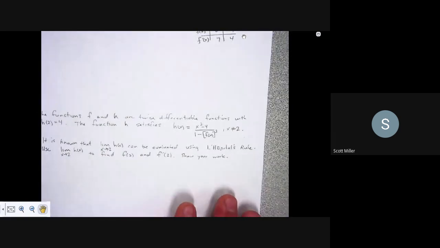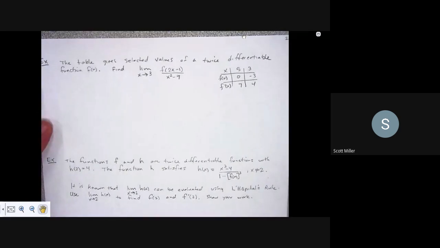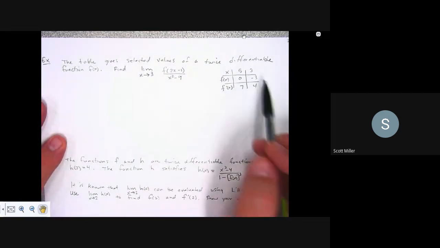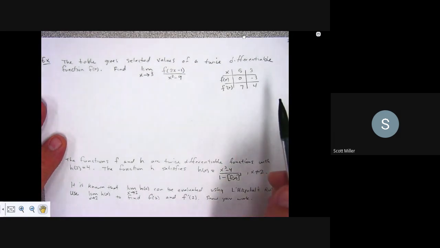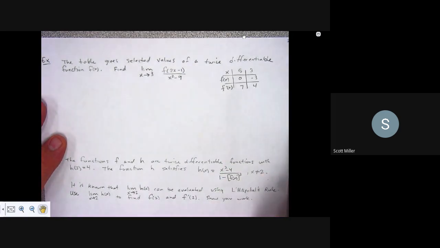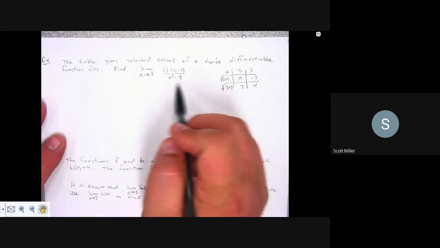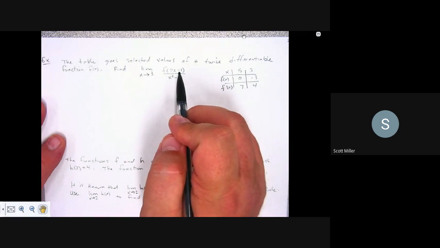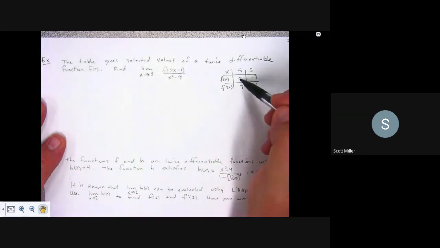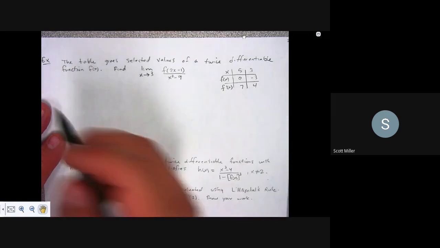All right, so let's look at another question over here. The table gives selected values of a twice differentiable function f of x, the limit of which is equal to this, and there's my values. So what do I need to do? Okay, well, let's figure out what's going on. If I plug in 3, I'm going to get 0 in the bottom. If I plug in 3 up here, I'm going to get 6 minus 1, which is 5. F of 5 is 0. So I get the indeterminate form.